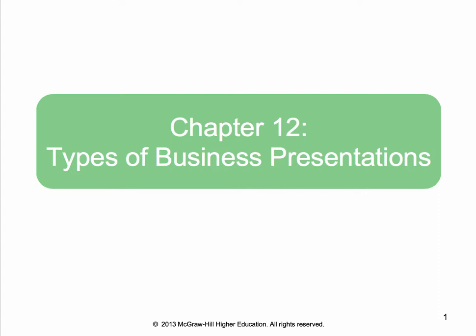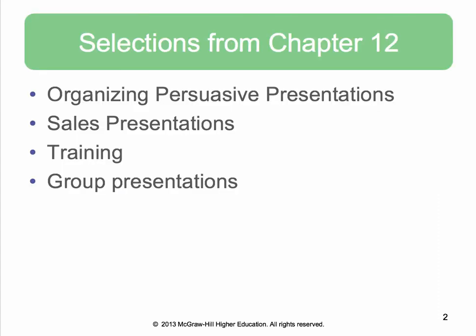And in this lecture, we are going to pull out 4 main ideas that we're going to discuss. So knowing that you still need to read the chapter holistically, but these are the 4 things that we're really going to focus on in this Chapter 12 lecture. So first of all, we're going to review some persuasive organizational patterns for these specific presentations. Then we'll cover some more details on sales presentations, as we will be doing one of those in this class. Then we'll cover training, and lastly, group presentations.